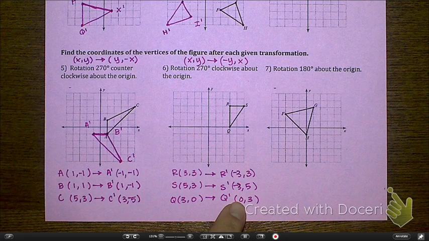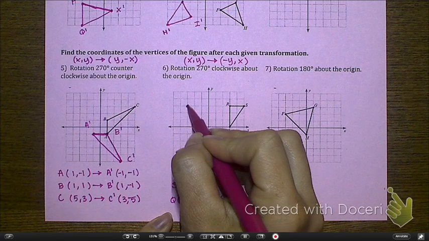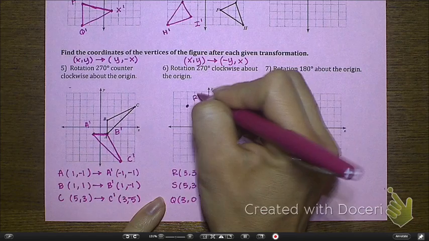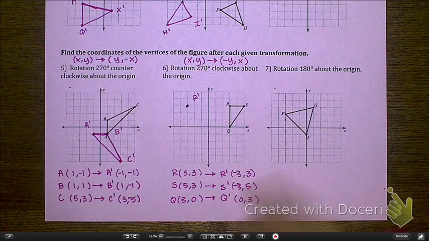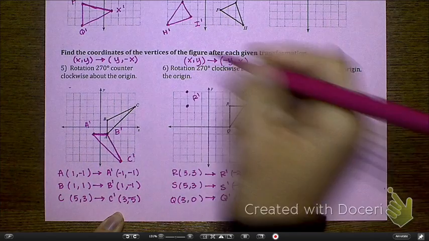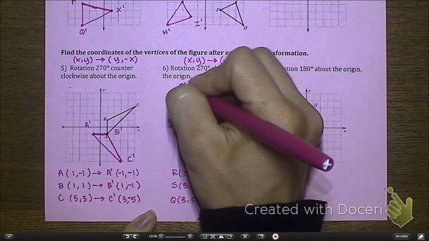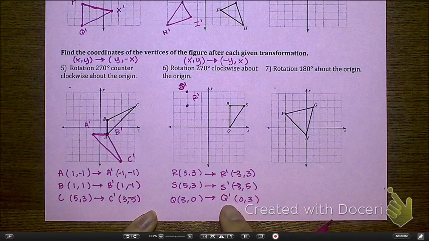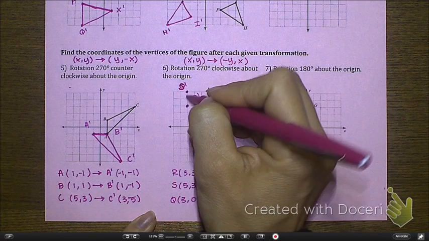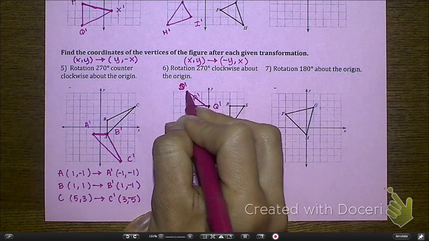Now let's go ahead and graph. So -3 up 3. That's R prime. And -3 up 5. That's S prime. And then 0 up 3, that's Q prime. Kind of put R prime in a bad spot, huh? That's okay, though.